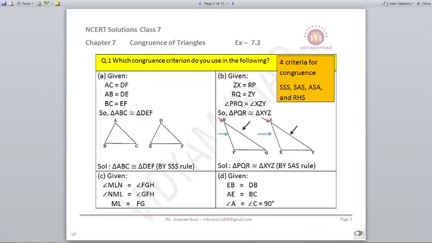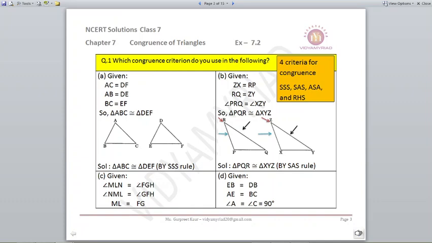Question number 1. Which congruence criterion do you use in the following questions? Now there are four parts given to you, A, B, C, D. Looking into the figure and looking into the answers given to you in the congruency, we will decide which criterion is best suited here. A part. If you look here, you are given all the three sides. When you have three sides, it means the triangles are congruent using the SSS rule.